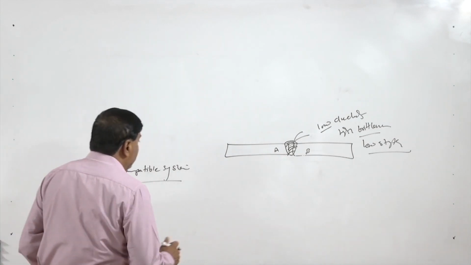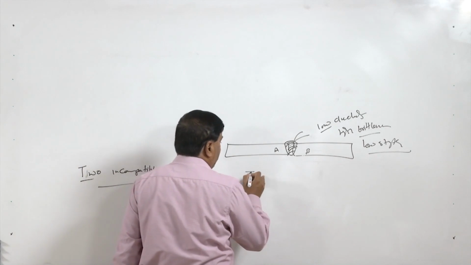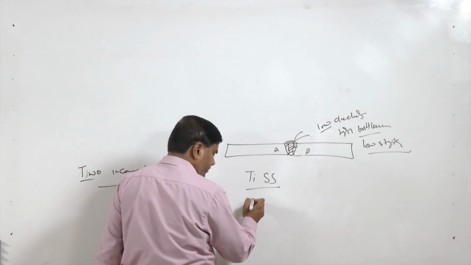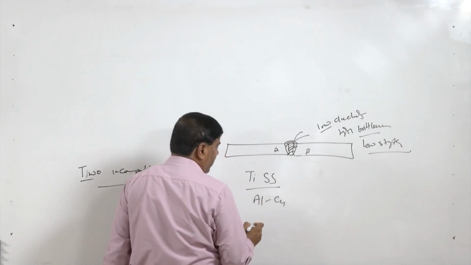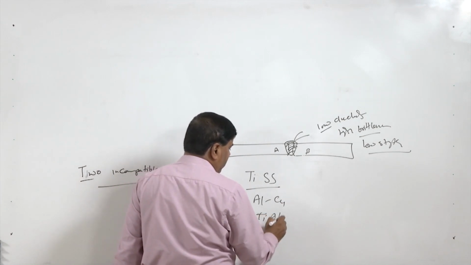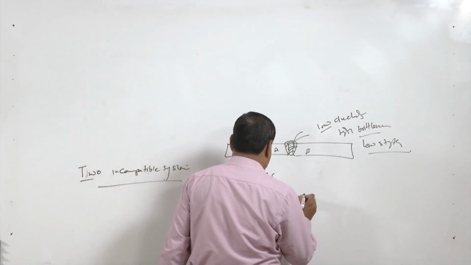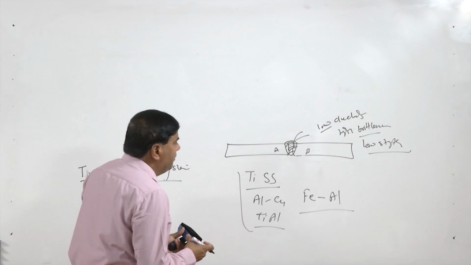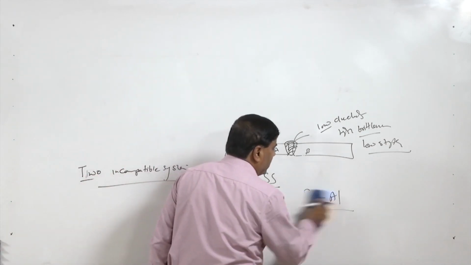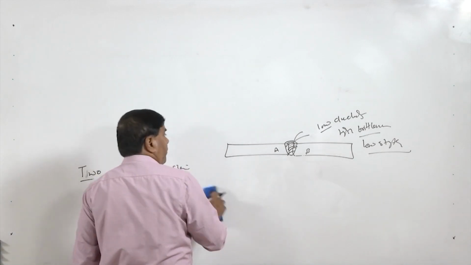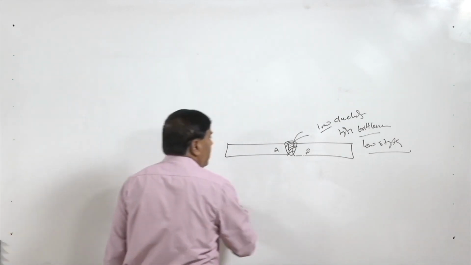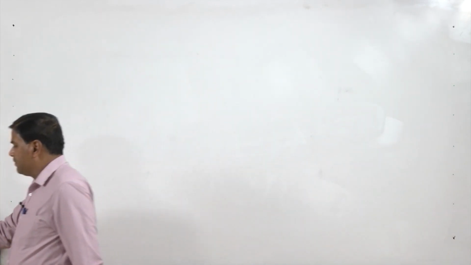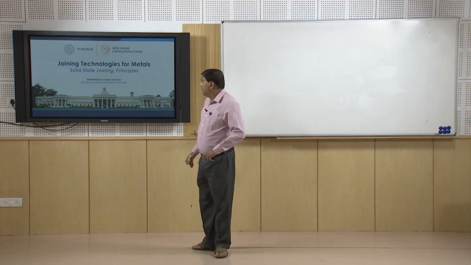Metallurgically incompatible systems may be like titanium and stainless steel, aluminum and copper, titanium and aluminum, and steel and aluminum. These systems are not compatible with each other metallurgically. So, when they are brought together, they create unfavorable metallurgical compounds, which in turn leads to reduced mechanical performance of the weld joint due to the formation of undesirable metallurgical characteristics.